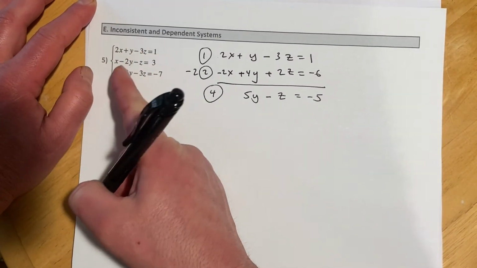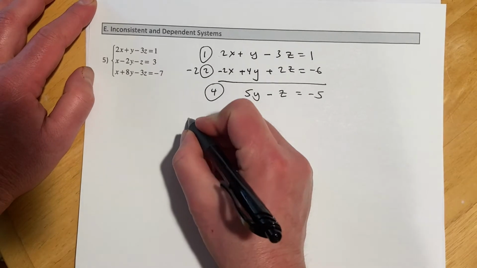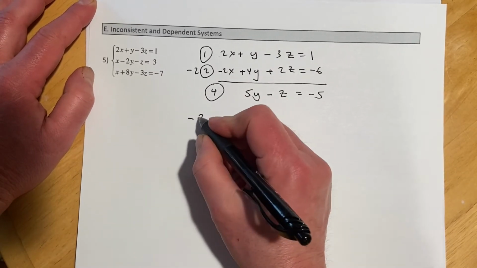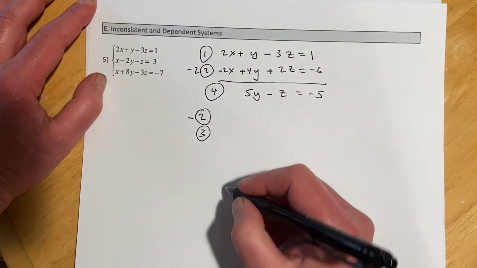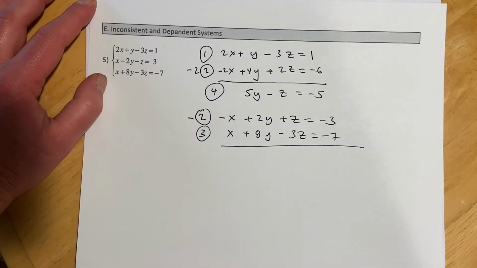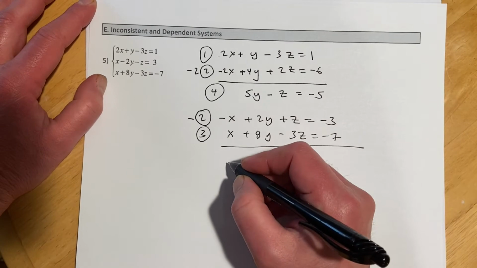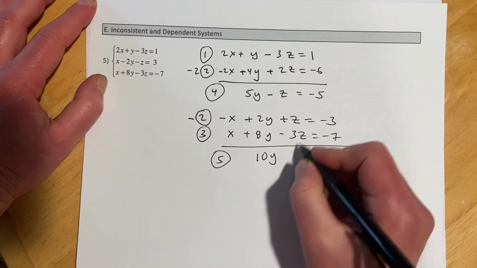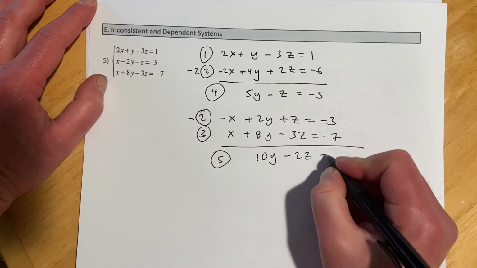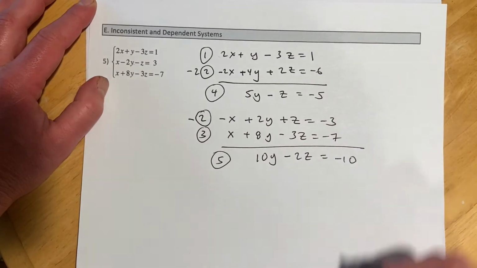And then I'm going to go, I think, the negative of equation 2, and then I'll add to that equation 3, and that's going to eliminate x again. Okay, so then putting those two together, the x's drop out as planned. This will be equation 5. And here I'm going to get 10y minus 2z equals -10.